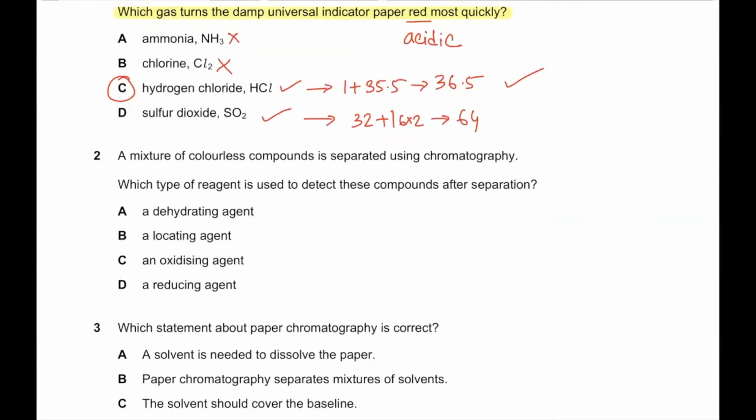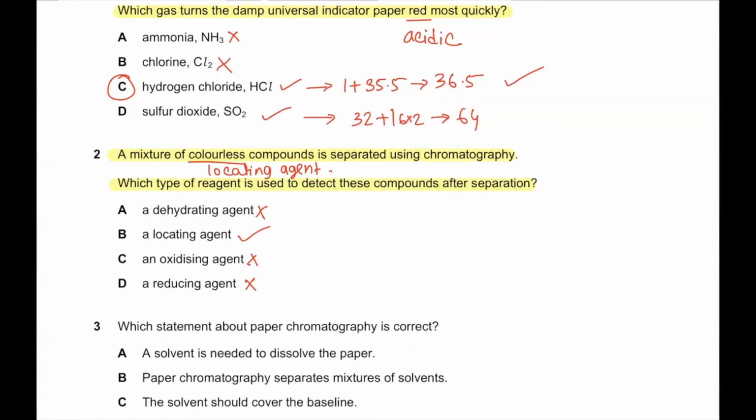Question number 2. A mixture of colorless compounds is separated using chromatography. Which type of reagent is used to detect the compounds after separation? Okay, since it is a colorless compound, we will require a locating agent once we are done with the chromatogram. So dehydrating agent, no. Locating agent, yes. Oxidizing agent, reducing agent, no. So B will be the correct answer.